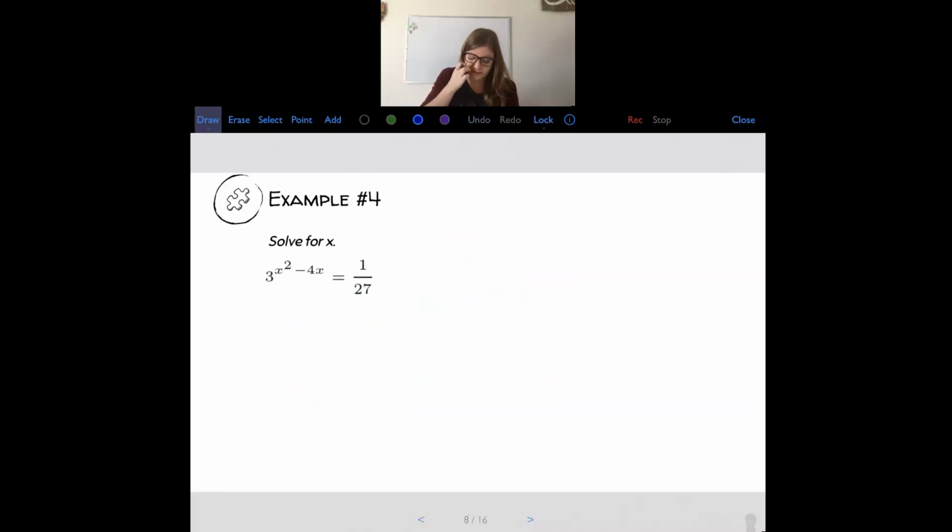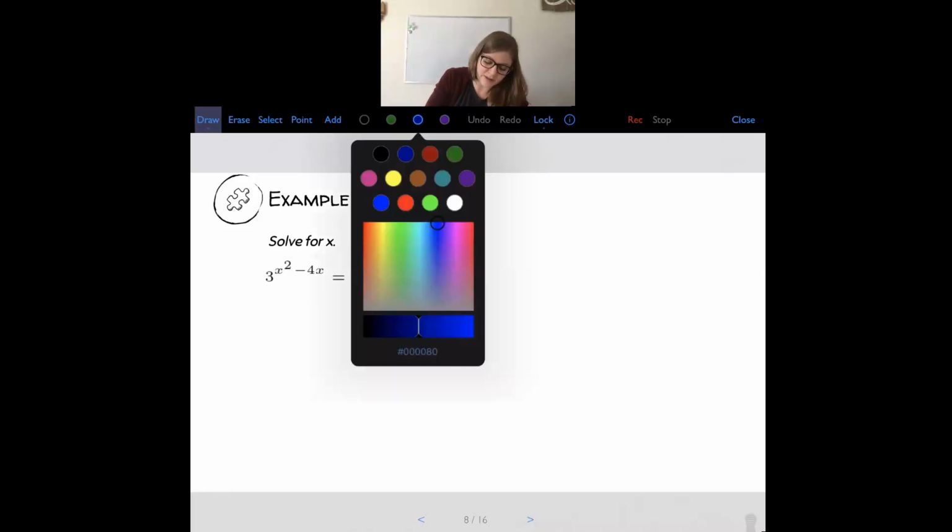Next, example 4, solve for x. So we have 3 to the power of x squared minus 4x equals 1 over 27. So you might know that 27 can be written with a base of power to 3, but this is a fraction. So recall negative exponents.